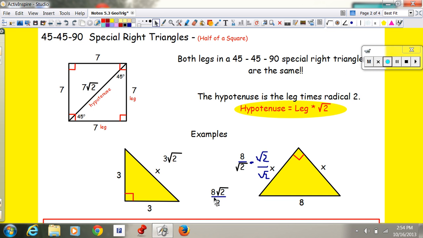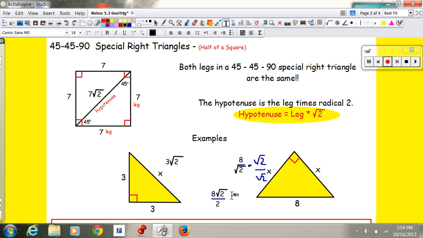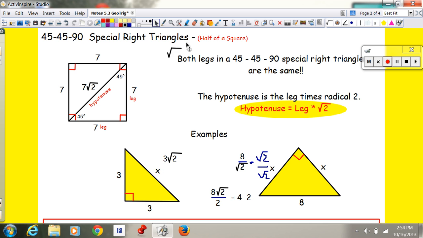Now there is something we could still do to finish that. You could actually reduce 8 over 2. So your actual answer is going to be 4 radical 2. Because 8 divided by 2 is 4, and then you still have your radical 2 there. So you're going to end up with 4 radical 2 as your answer.